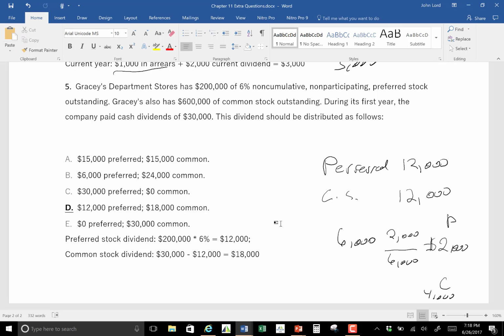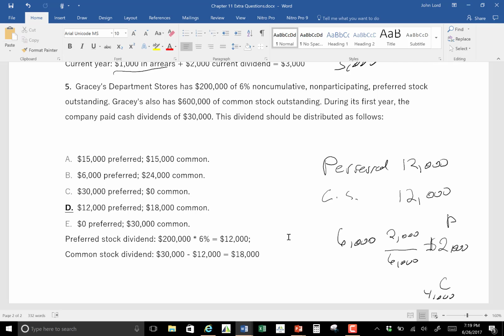All you need to know on the exam is what happens if it is cumulative. Well, 3 things. Just write this down. These are the 3 things you need to know for the exam as it relates to the preferred stock dividend. Number 1: preferred shareholders get paid dividends before the common shareholders. Preferred gets paid before common.